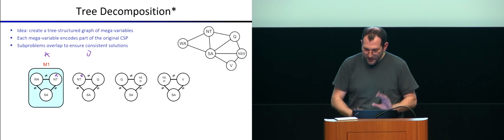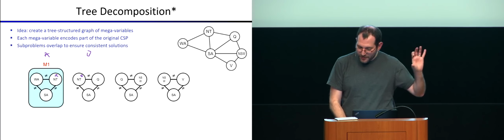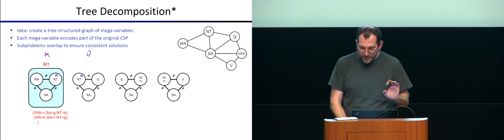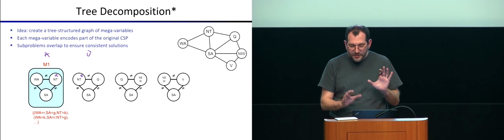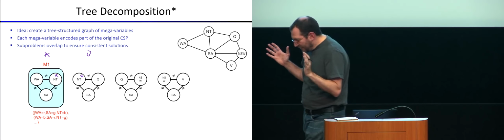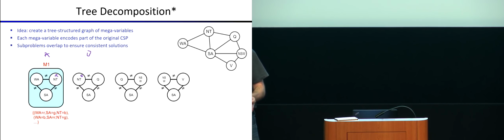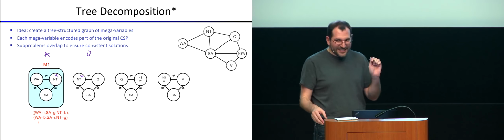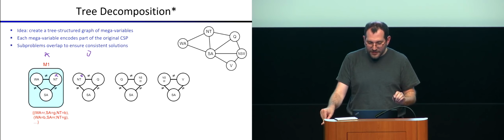So here's mega variable 1, which represents this part of the problem, and mega variable 2 represents the next and so on. These are going to be nodes. These nodes have domains, except what are the domains of a mega variable? It's the assignments to that mega variable, the legal ones. Well, what is that?